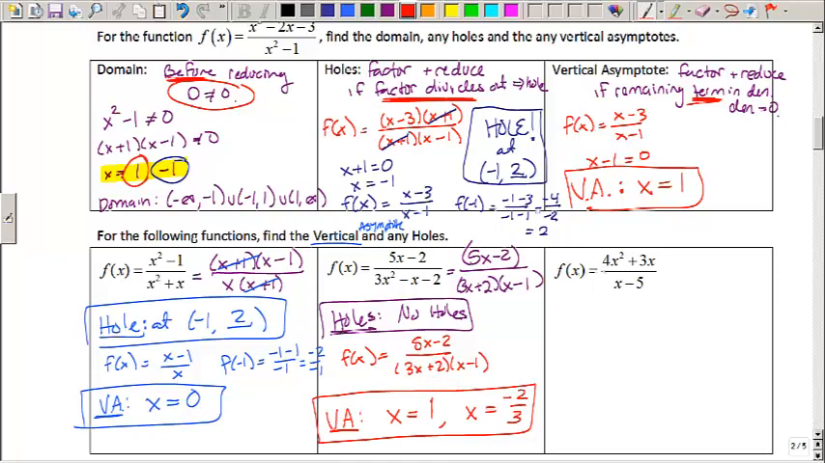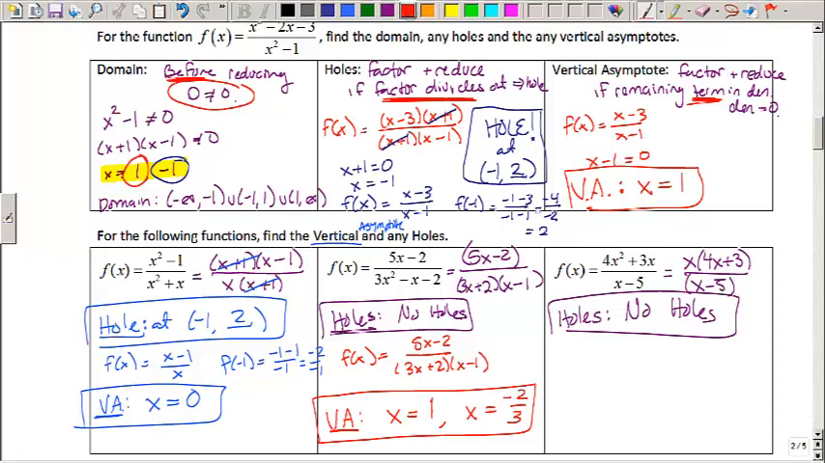On our last one, f of x equals 4x squared plus 3x over x minus 5, I would like to factor to see if I can divide out. Factor out x in the numerator and I get x times 4x plus 3. In the denominator, there are no terms to be factored out. If I have a factor in the numerator and denominator that divide out, then I have a hole. Well, there are no factors that divide out, so I have no holes here. Using my reduced function, which again in this case is the same function, my vertical asymptote comes from setting the denominator equal to 0, and I'm left with x equals 5.